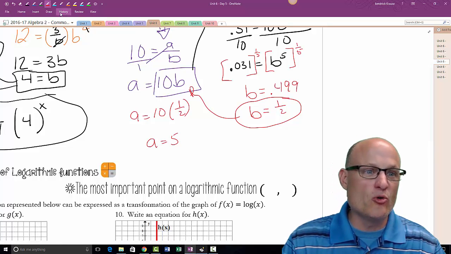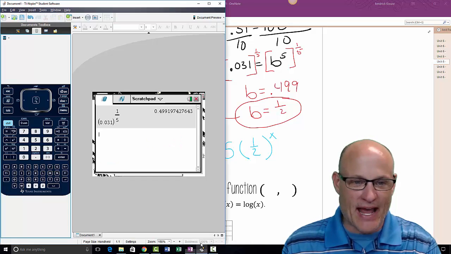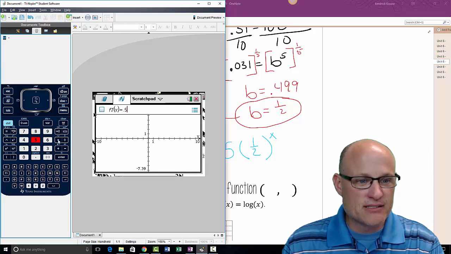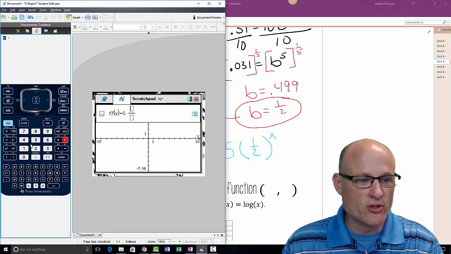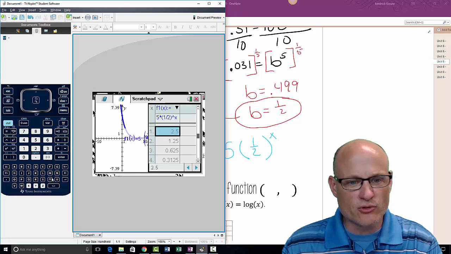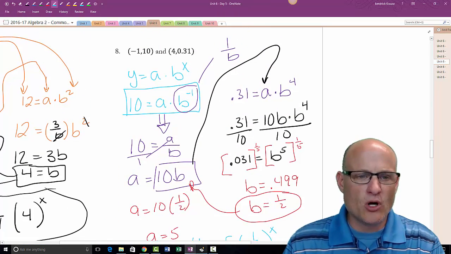So it looks like my new solid equation is y equals 5 times 1/2 to the x. And again, let me check that. We said y equals 5 times 1 over 2 raised to the x. And I'm going to go to the table, Control T. And what were my 2 points over here? Negative 1, 10.